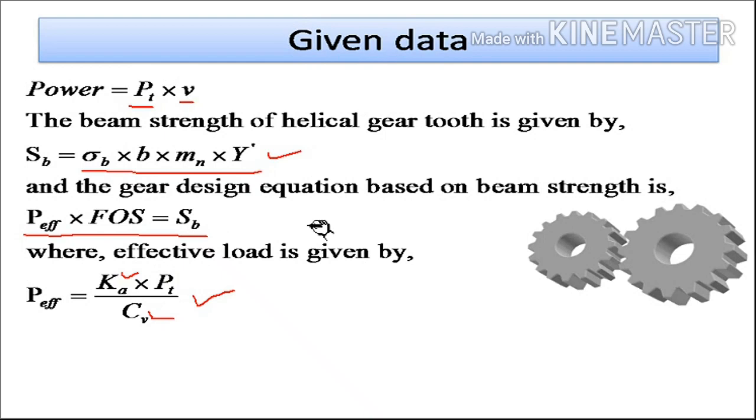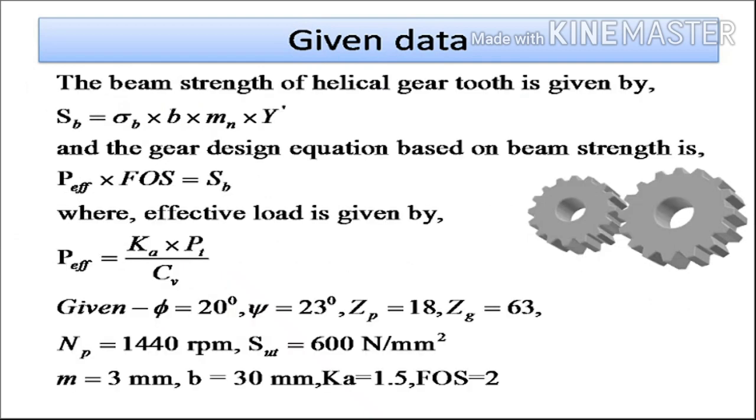So let us see now first how you can get the beam strength for the helical gear tooth. So this is the equation of the beam strength, and this is the equation of the effective load multiplied by factor of safety equal to SB. That is the design equation on the beam strength.